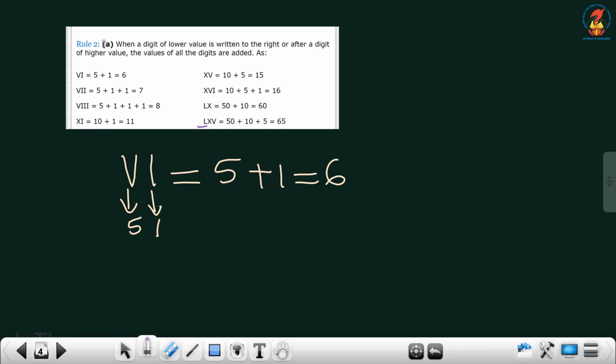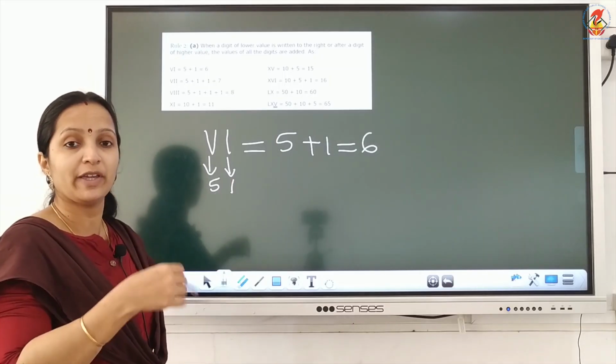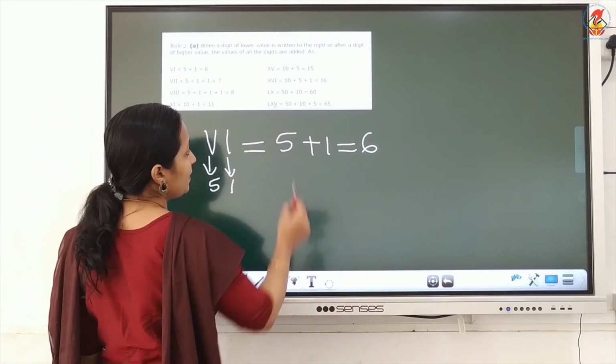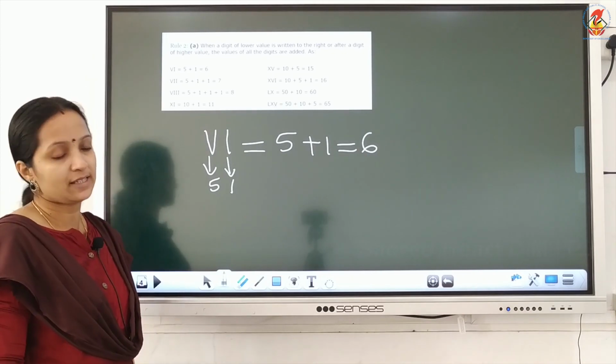Here also, L is 50, X is 10, V is 5. So the smaller values are on the right side, so we have to do addition. What is the answer? 50 plus 10 plus 5. What is the answer? 65.